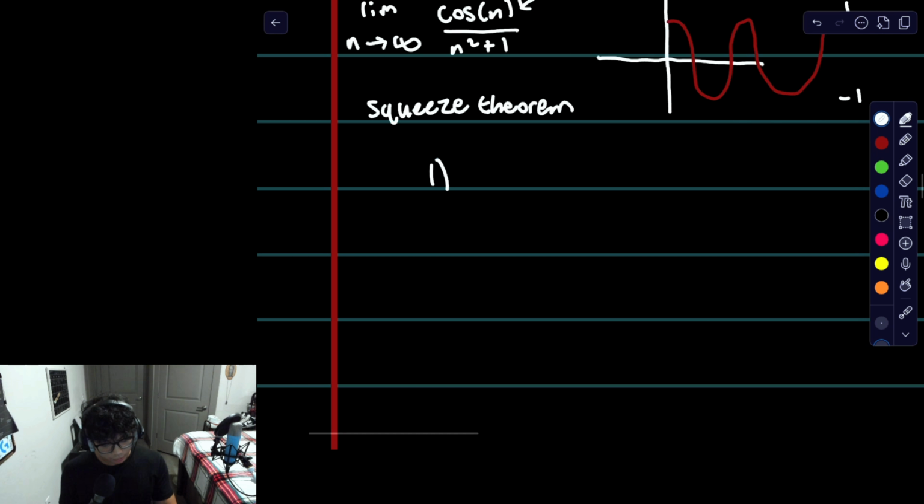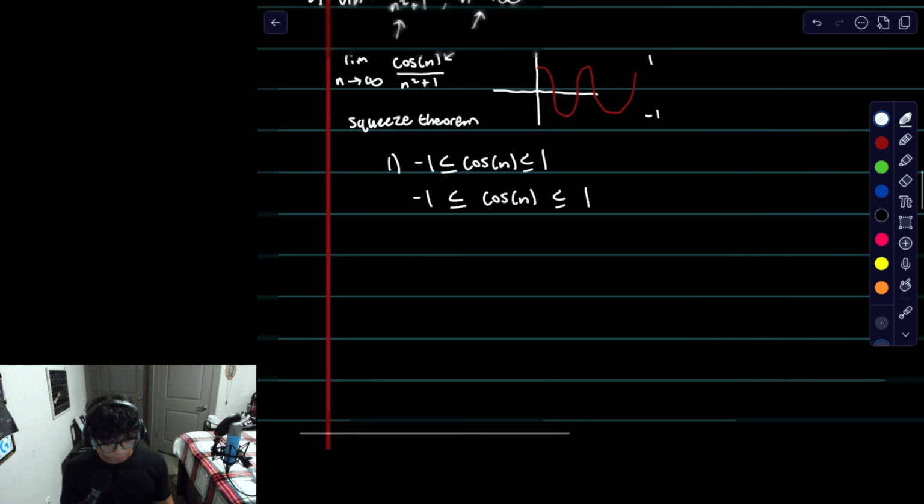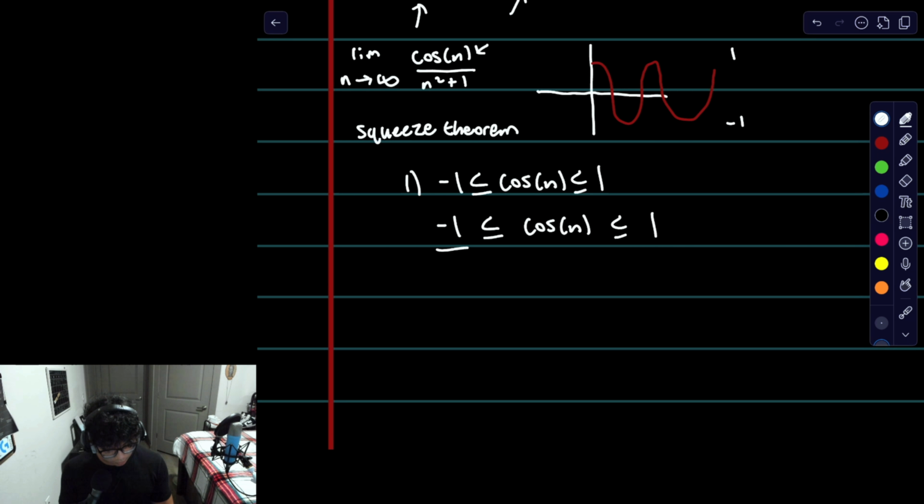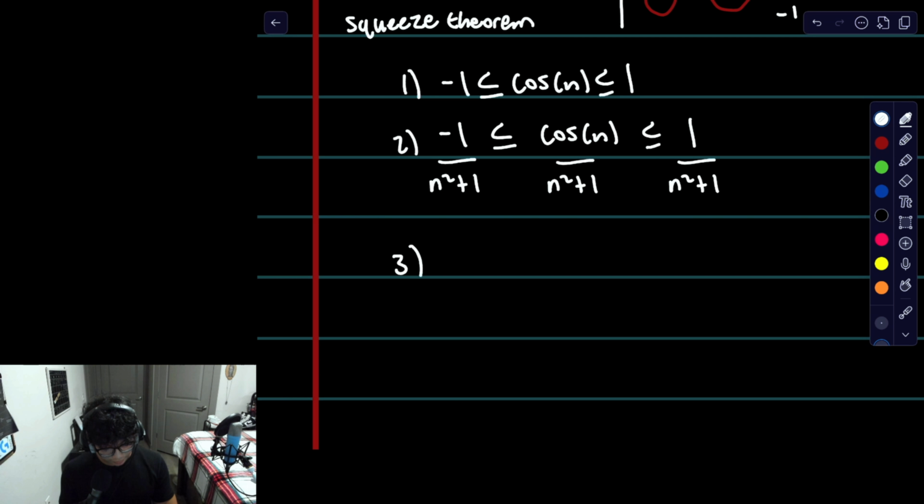Now the first thing we need to do is to establish our bounds, which is -1 being less than or equal to cosine of n being less than or equal to +1. Now our next step is to then divide all of our parts by n squared plus 1, since our denominator is n squared plus 1. And then our third step is to find the limit of n approaching infinity for the outer bounds, which is the first and the last bound.